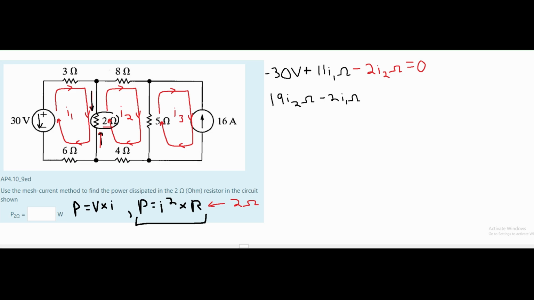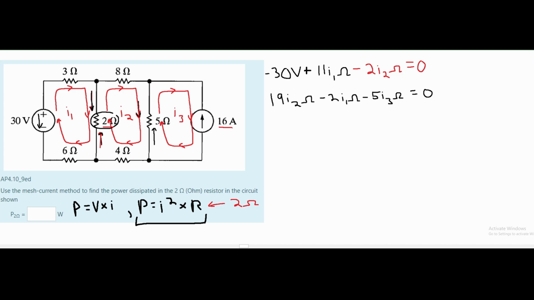Same thing for our I3. For our 5 ohm resistor, we know that our I3 is going up this way, and we know that our I2 is going down this way. Since they're in opposite directions, I2 is positive, which means our I3 has to be negative. So we're going to have a minus 5 I3 in terms of ohms, and this is set equal to 0. So far we have 3 unknowns, I1, I2, and now I3. Well, the I3 current is actually given to us for this exact problem. It's given to us as 16 amps.